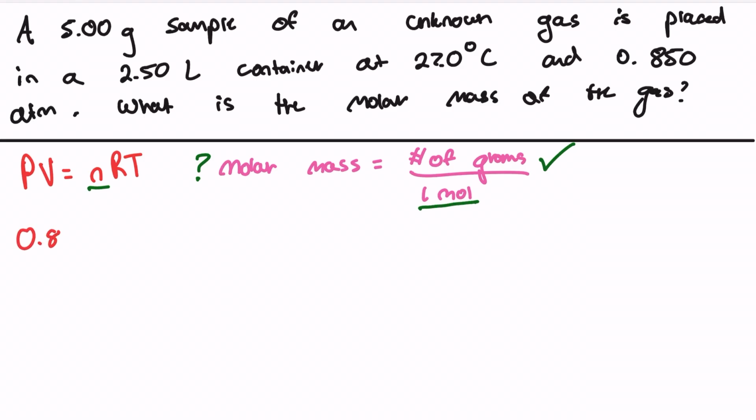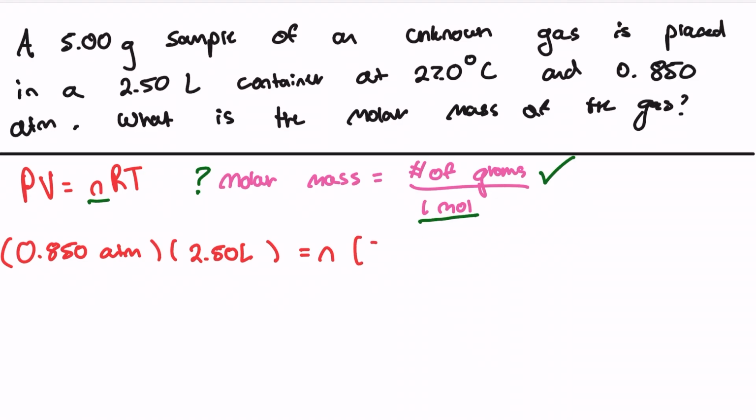So let's fill in what we know. The pressure is 0.850 atmospheres. The volume is 2.50 liters. And this will equal n, our number of moles, times our ideal gas constant. I'm going to use 0.08206 liter atmosphere per mole Kelvin again, since my initial pressure was given in atmospheres, and this one has atmospheres in it, and I want to cancel out my atmosphere, so that's why I'm going to do that.